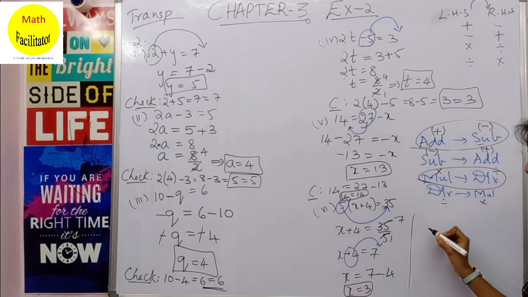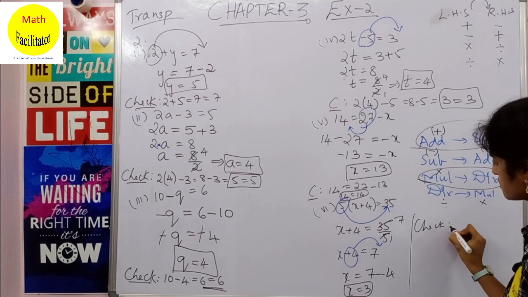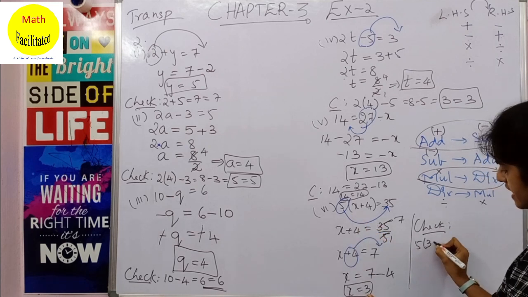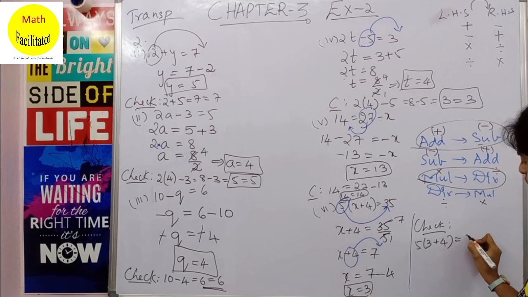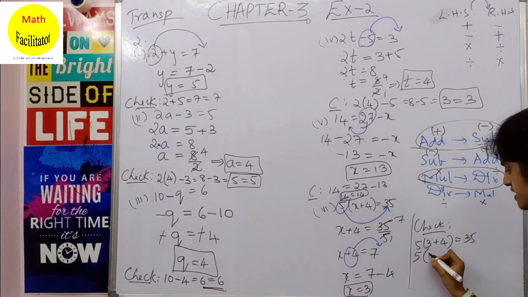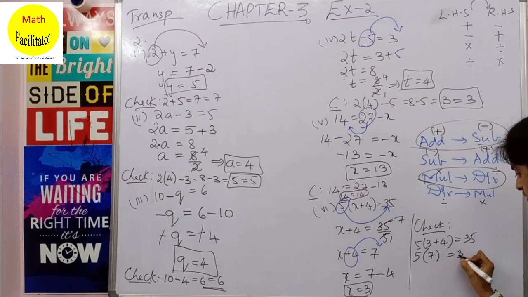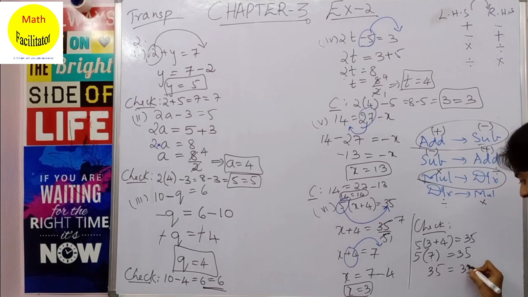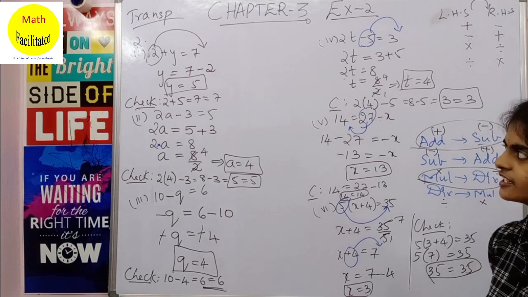Okay, now how do you check? So checking. So it is 5 into x value is 3 plus 4 equal to 35. 5 multiplied by 3 plus 4 is 7 equal to 35. So 5 sevens are 35 equal to 35. Right? So let us move on to the next one.